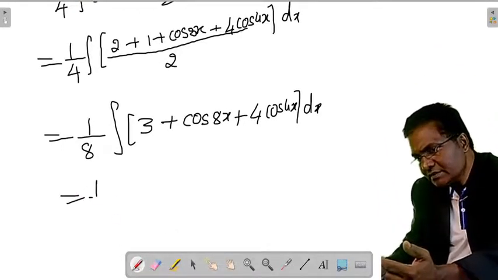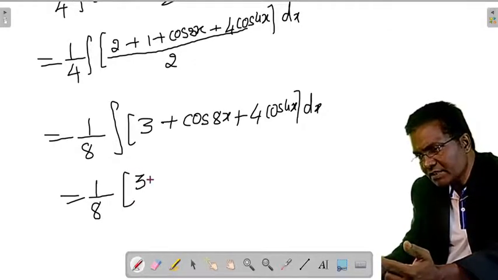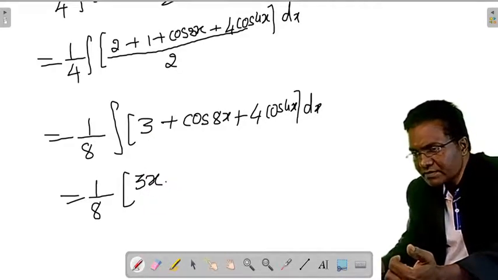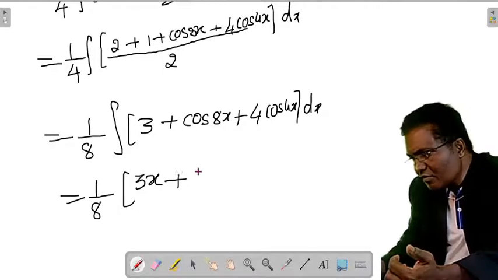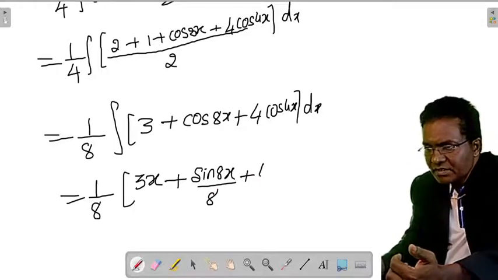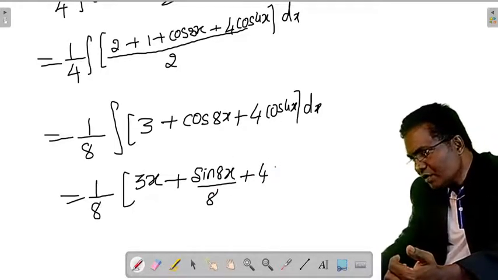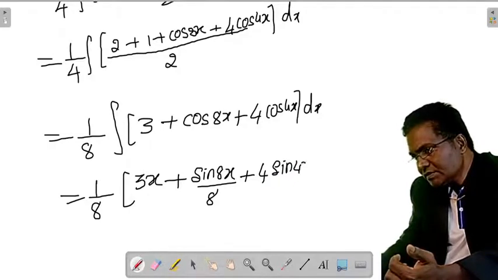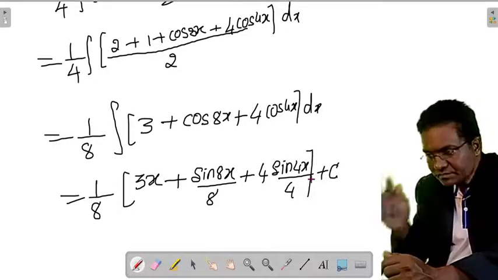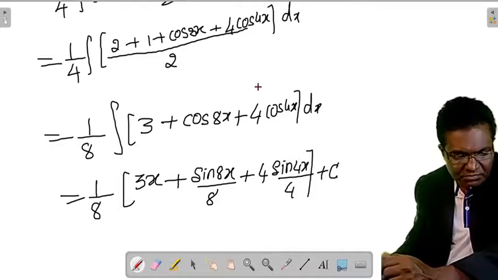Now you can integrate. It's 1 by 8, integration of 3 is a constant, integration of any constant is constant into x, so integration of 3 is 3x. Integration of cos 8x is sin 8x by 8, plus 4 into integration of cos 4x, which is sin 4x by 4, plus c. So this is question number 11.